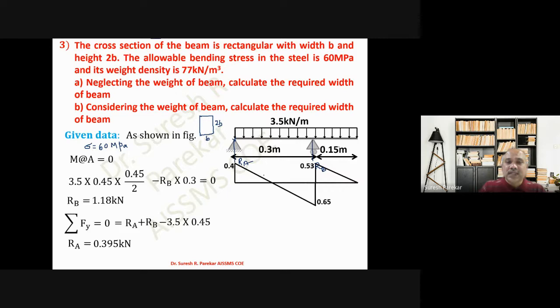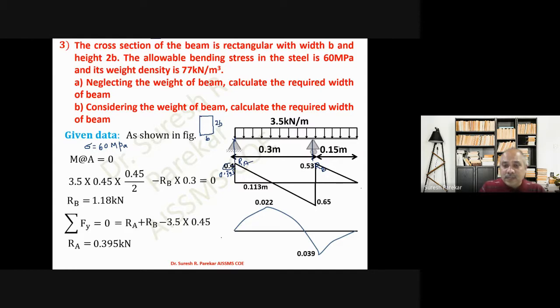Then you can see the shear force diagram. We have this as actually 0.395, then 0.65, 0.53, and 0. And if we will see our zero shear force, we will have 0.113, where we have maximum bending moment positive 0.022 and maximum negative 0.039. So we have to consider maximum 0.039.